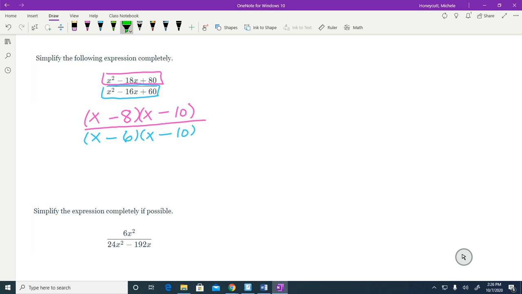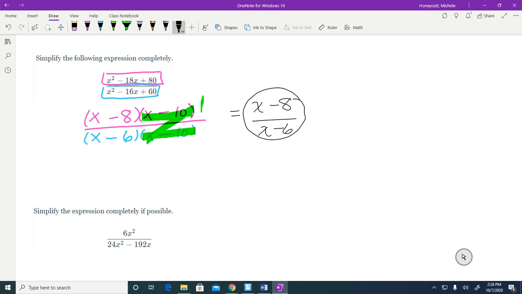Now I'm going to look and see if there's any factors in common. X minus 10, x minus 10. Those are common factors. So x minus 10 divided by x minus 10 is 1. So that means I'm left with x minus 8 over x minus 6. Done.